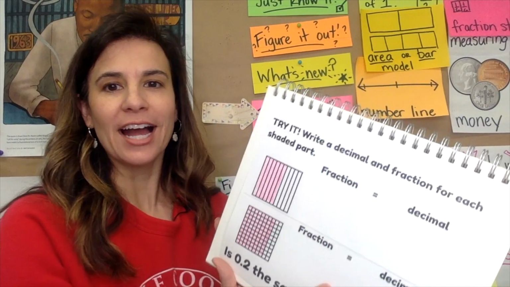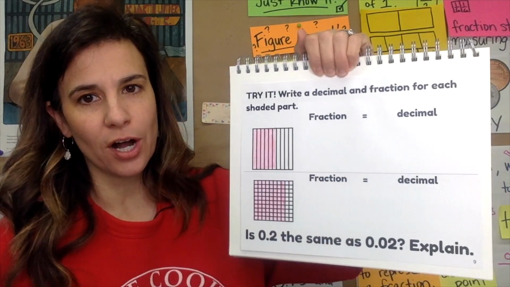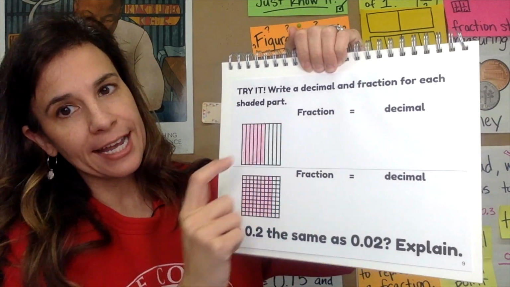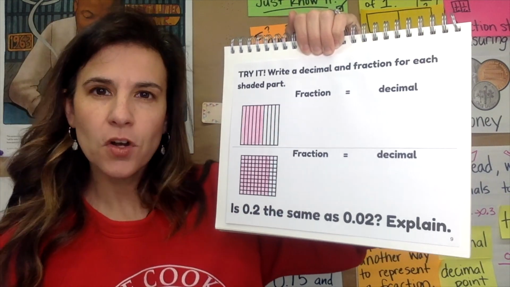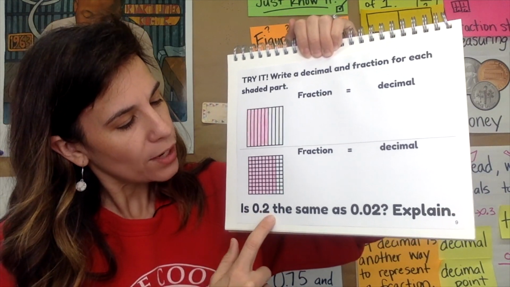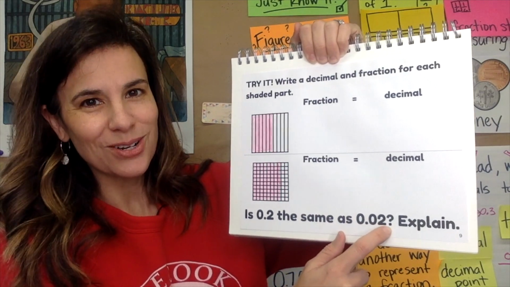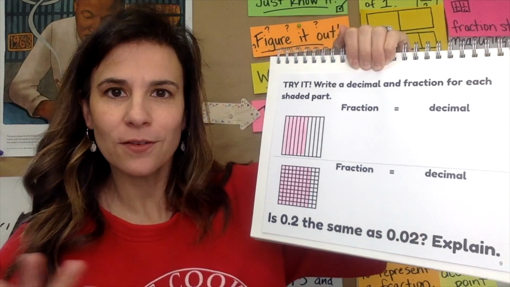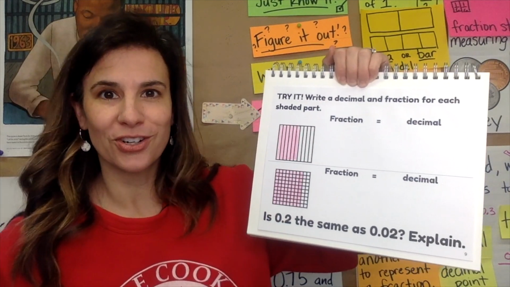So for today's Try It, you're gonna use what you did with me during What's New to try it on your own, to tell me the shaded part of this whole as a fraction and a decimal. Same thing for this one, except it's a hundreds grid. And then I have a question for you. Is 0.2 the same as 0.02? And that's where that place value chart is gonna come in handy. Explain. And of course, you can always use a grid, a 10 grid or a 100 grid to help you.